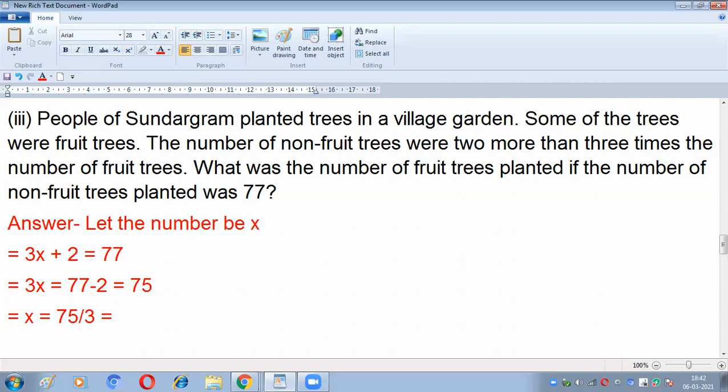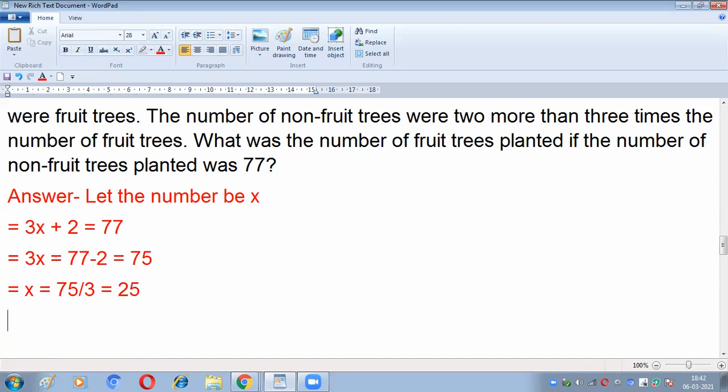Okay, done. So yeah, we can cancel out this 3 and 75, and how many times? 25 times. 25 multiplied by 3 is equals to 75. So here the value for x will be 25. Okay. So for this question, our equation will be 3x plus 2 is equals to 77, and the value for x will be 25.